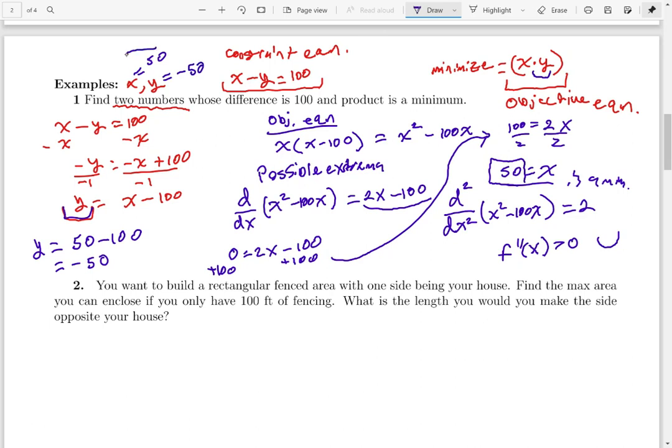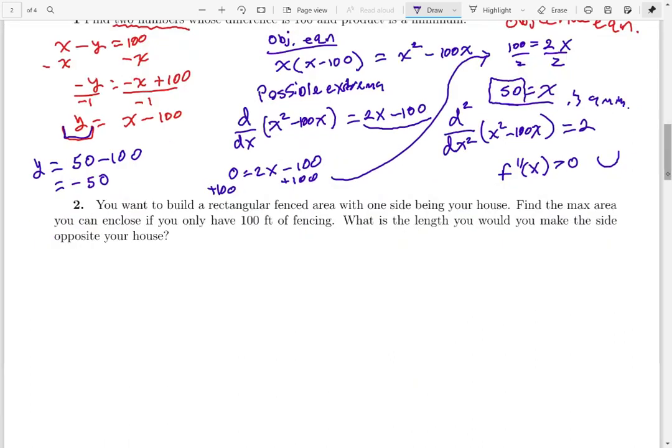Then we're done. We did answer our question. My two numbers are 50 and negative 50. Those are two numbers whose difference is 100, and the product is a minimum.